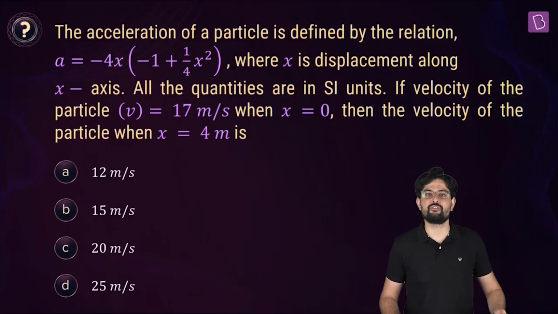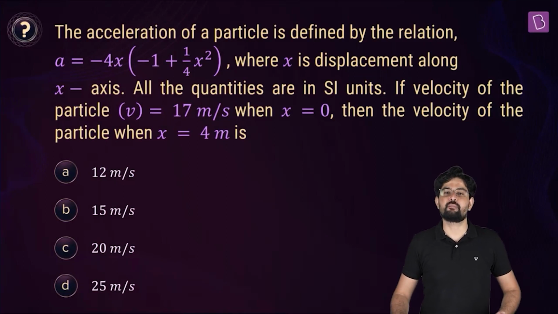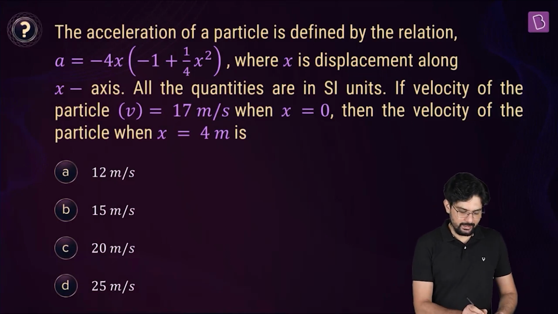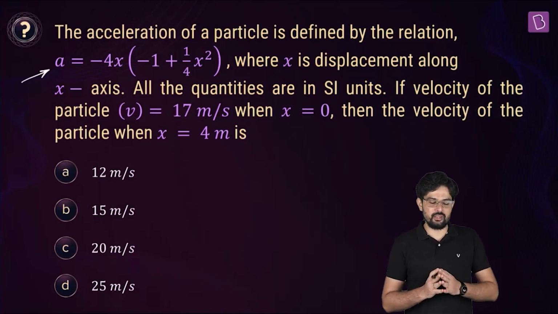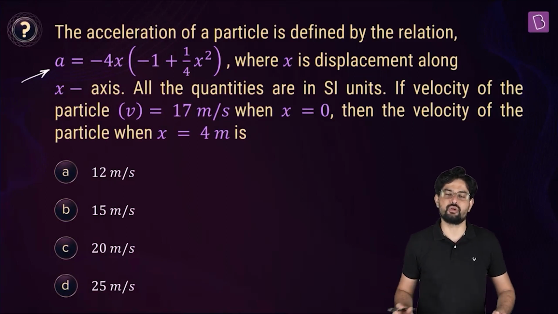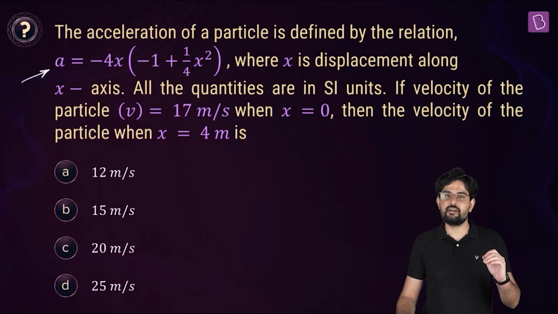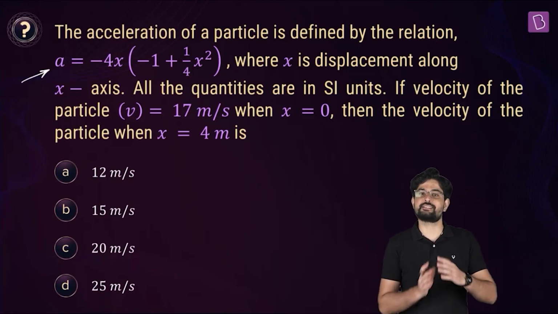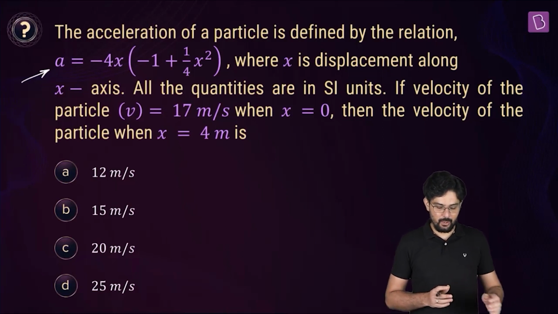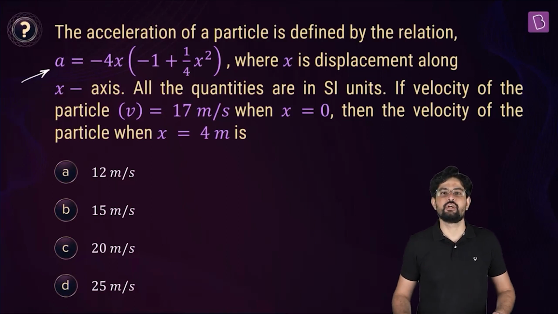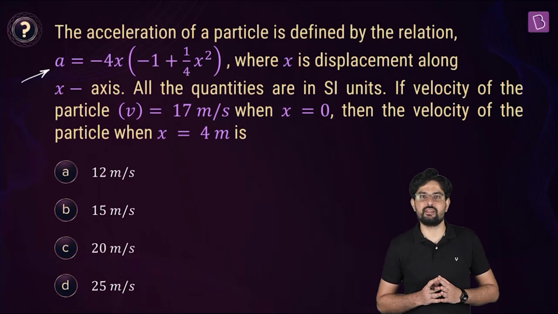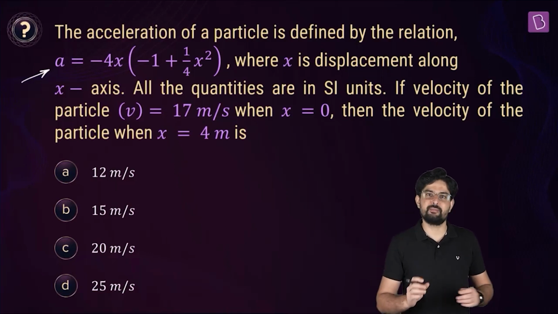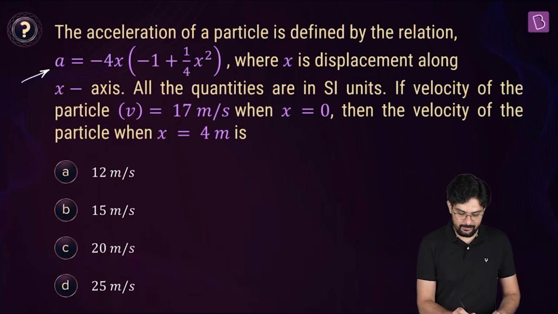The acceleration of a particle depends upon its displacement, like this: a is minus 4x minus 1 plus x square by 4. Now, given that the velocity of this particle is 17 meter per second when x is 0, you have to find out what is the velocity of this particle when the displacement of this particle is 4 meter.